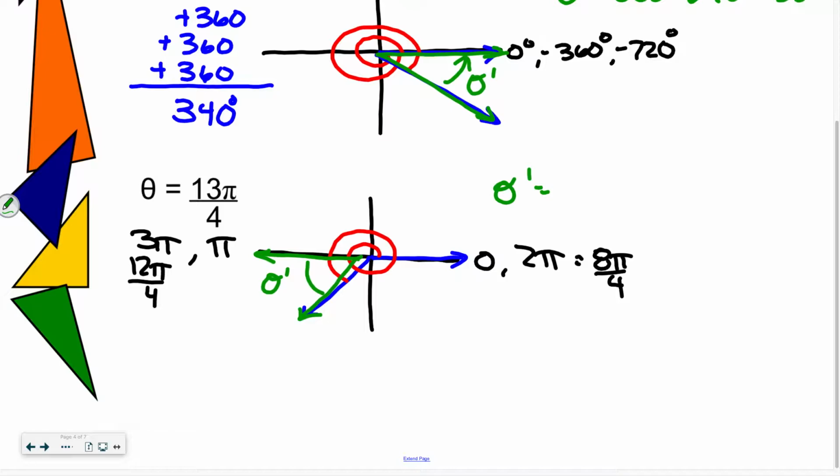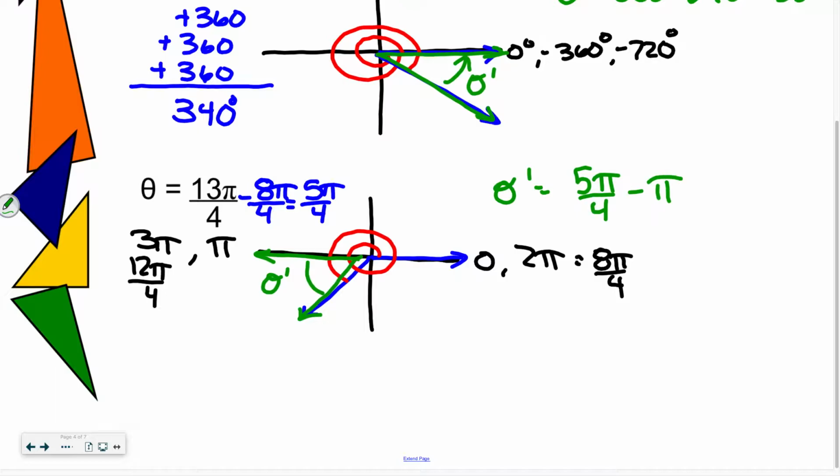So we need to do that coterminal work again. We already know what 2 pi is, right? 8 pi fourths. So 13 pi fourths minus 8 pi fourths is 5 pi fourths. That's between 0 and 2 pi. So now I can do 5 pi fourths minus pi.